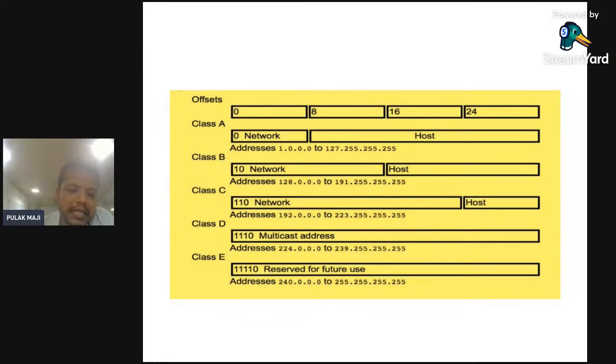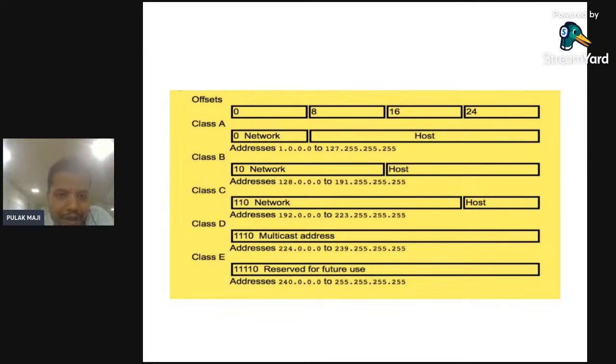Generally we are taking 1 to 126. The 0 network we are not using, it is reserved, and the 127 network we are not using, because 127 is reserved for the loopback address, for testing purposes. So 1 to 126, these ranges of addresses belong to class A.